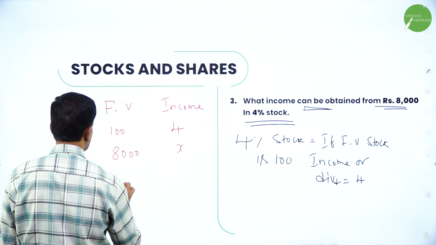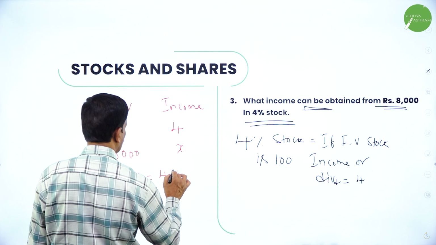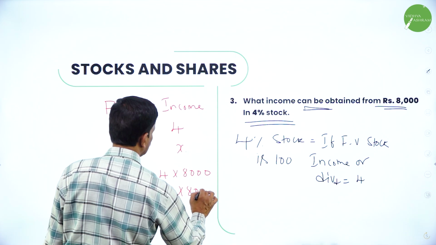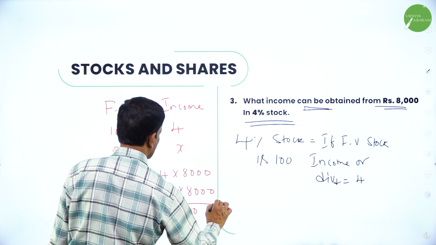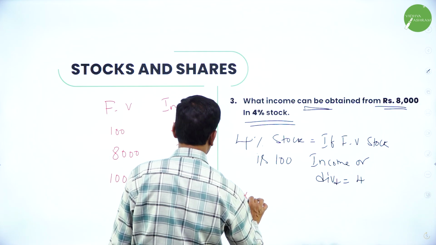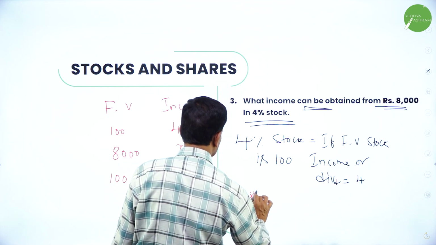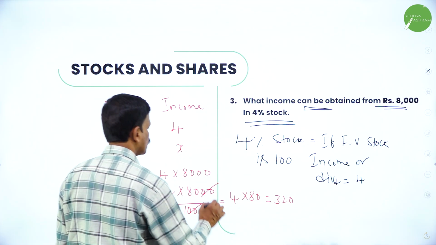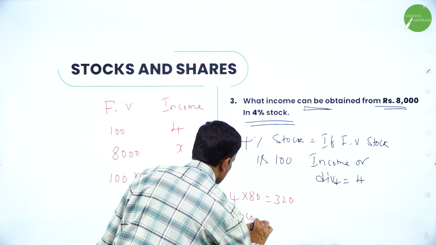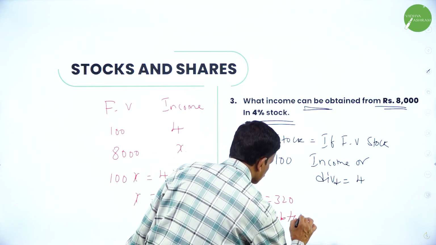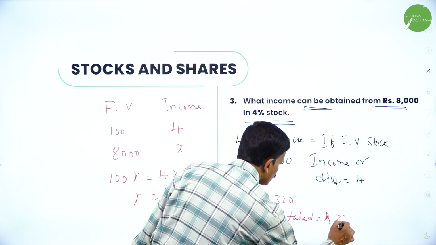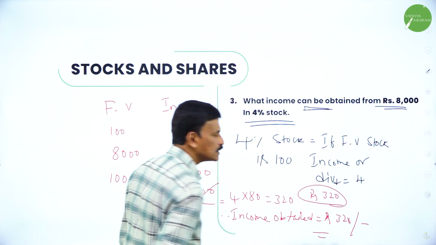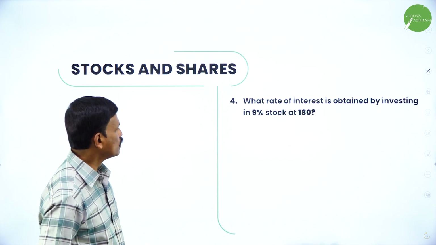Therefore, 100 into X is equal to 4 into 8,000. X is equal to 4 into 8,000 divided by 100. That is 4 into 80, as the 2 zeros get cancelled. That's equal to 320. So therefore, the income obtained is rupees 320. Now move on to the next problem.